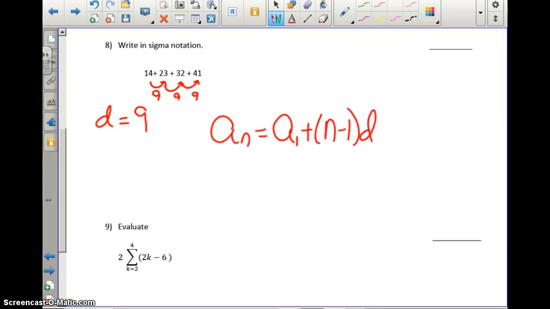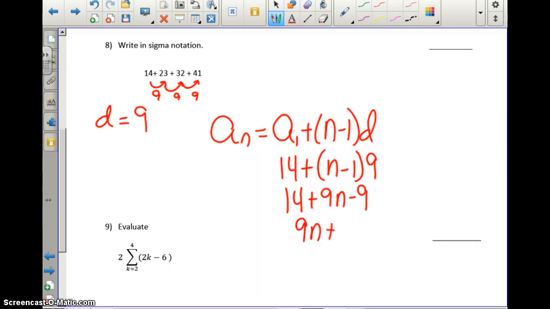And you must use this one because it's a common difference, which is addition or subtraction. It's an arithmetic series. So now my first term is definitely 14. If I'm going to write this to find any term at all, I'm going to use n. My common difference is 9. So if I clean this up, I have 14 plus 9n minus 9. So I get 9n plus 5.